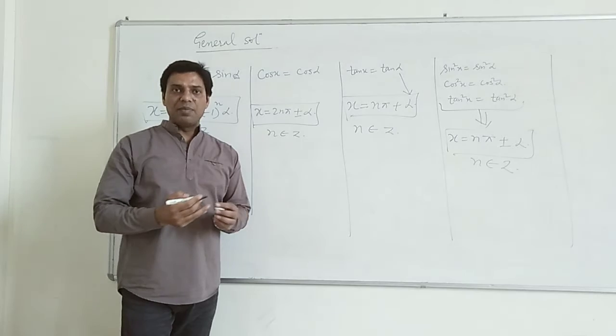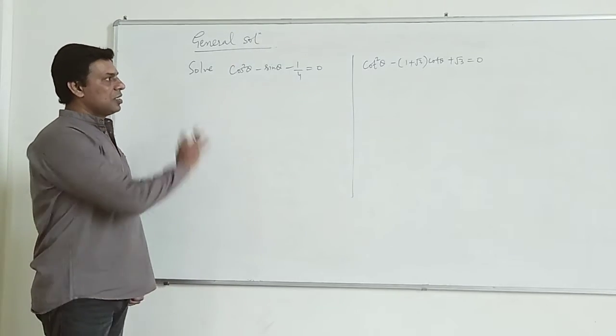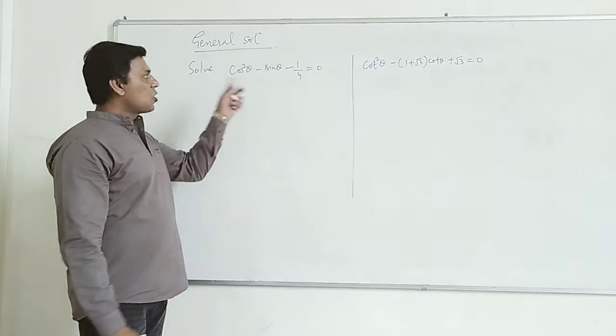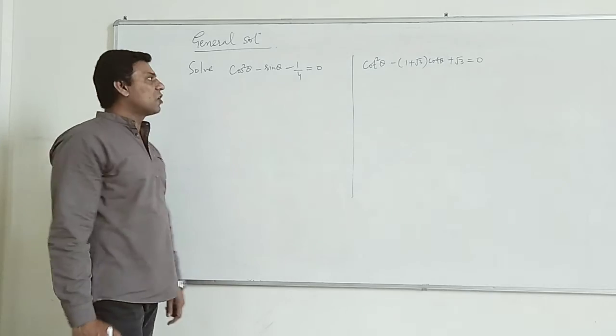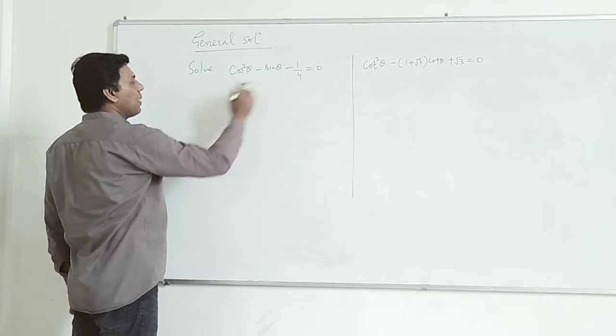Now the general solution of some trigonometric equations. For example, I have taken two questions. So how to solve these trigonometric equations? I am taking this question first of all by multiplying by 4.